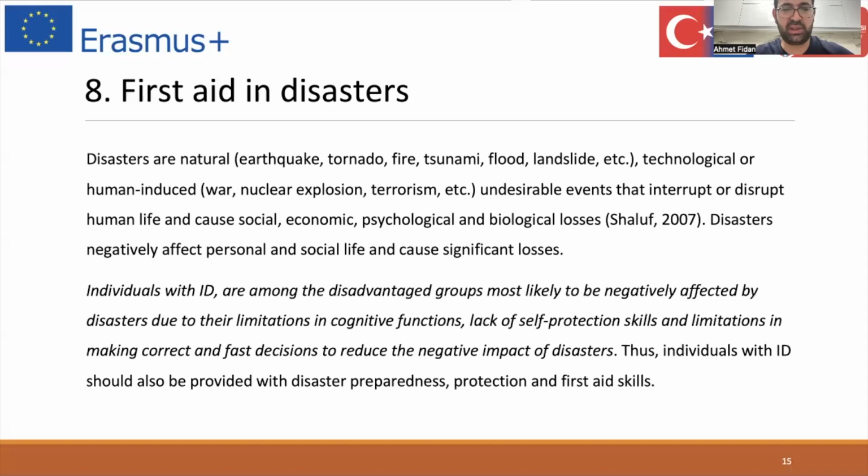Individuals with intellectual disabilities are among the disadvantaged groups most likely to be negatively affected by disasters due to their limitations in cognitive functions, lack of self-protection skills, and limitations in making correct and fast decisions to reduce the negative impact of disasters. Thus, individuals with ID should also be provided with disaster preparedness, protection, and first aid skills.